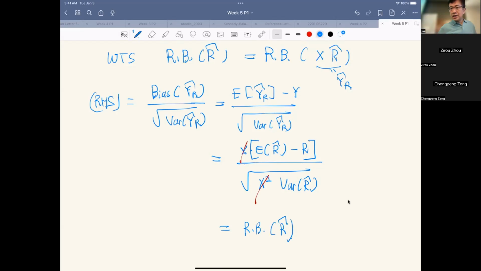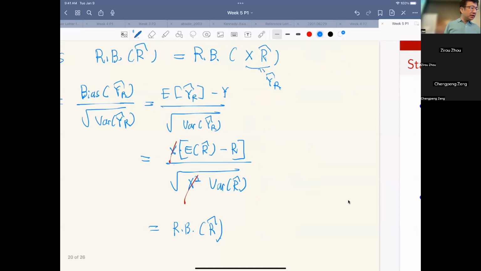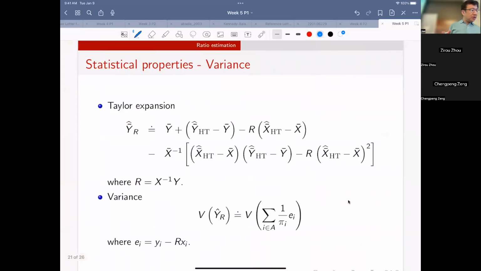Okay. So that's all about the bias of the ratio. The variance is actually easier because we already discussed the Taylor expansion, right? But I think this is good for today. So we'll continue this Thursday. Okay.